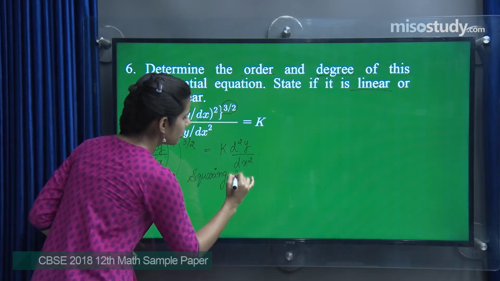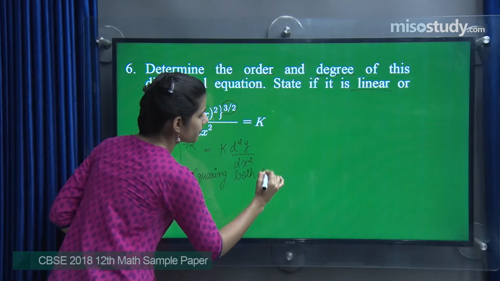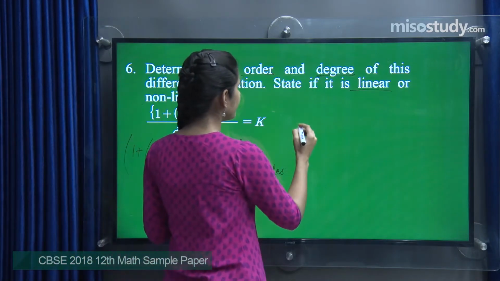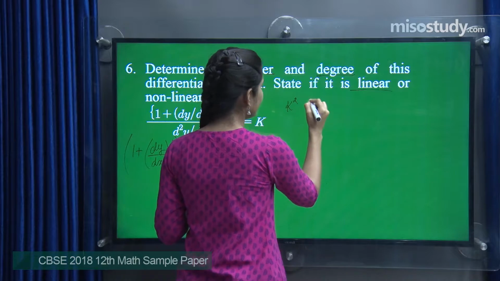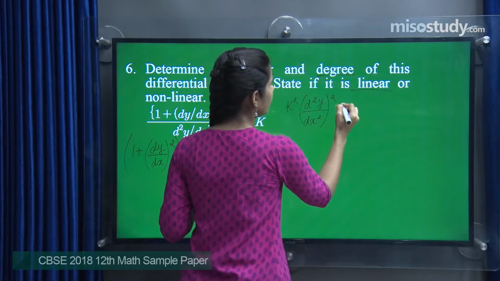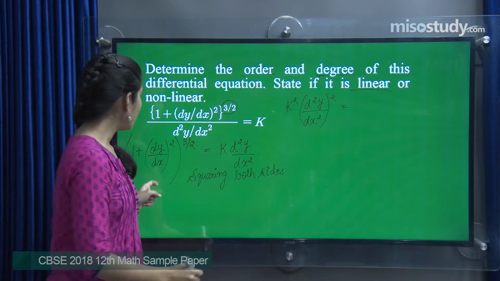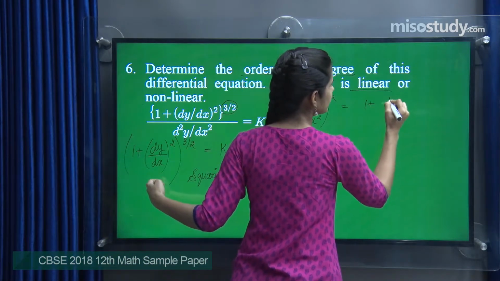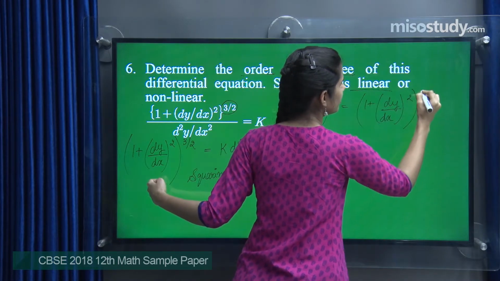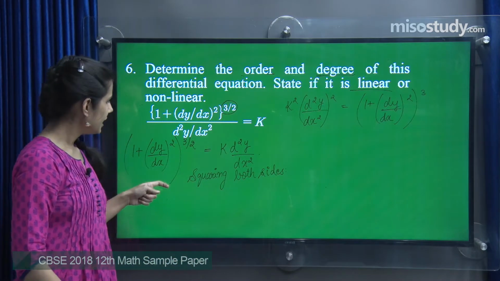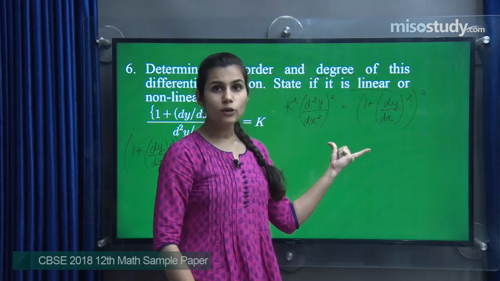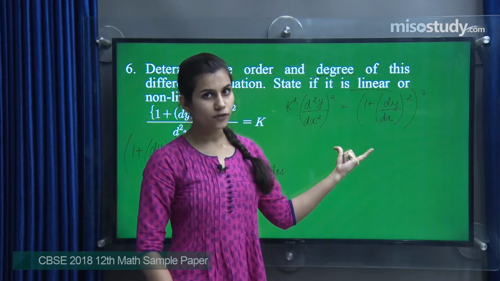So the next step will be squaring both sides. And what does this deliver? Well, you square the right hand side, you get k square (d square y by dx square) whole square. And here what is it that you get? You get (1 plus (dy/dx) whole square) the whole cube. That is what happens when you square the left hand side. Now this differential equation is free from radicals and free from fractions.